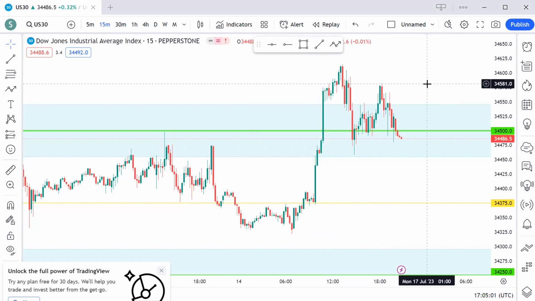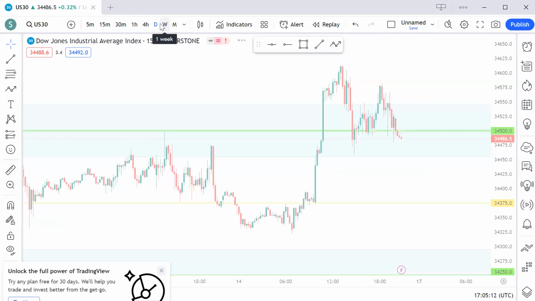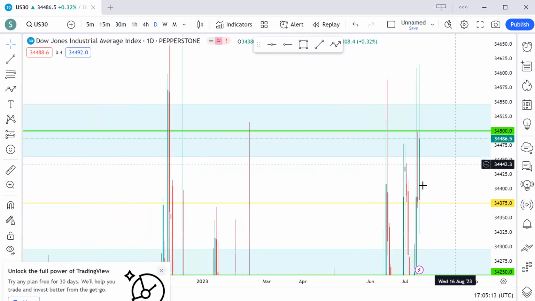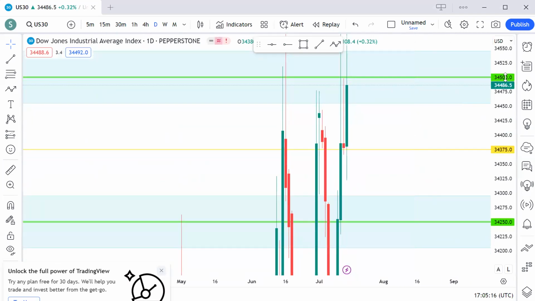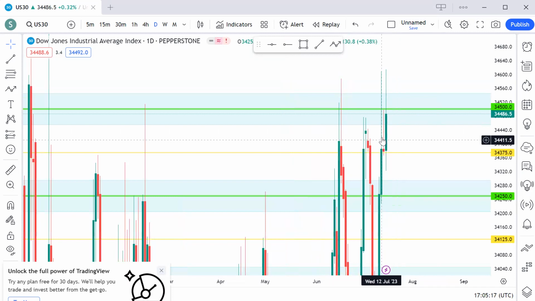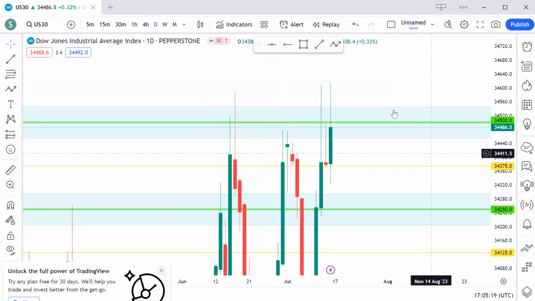So, top-down analysis. It's a new day. First time we open the charts, how do we open a chart? We open and change it straight to a daily time frame. The reason for this is we want to see the previous day's candle close. Now what we see here is the previous day's candle close.